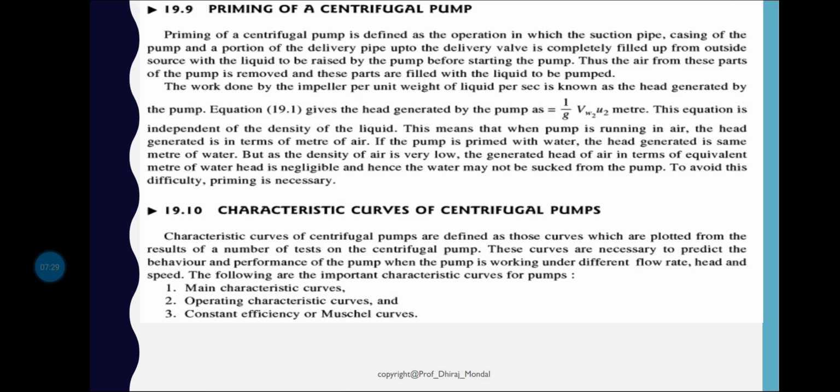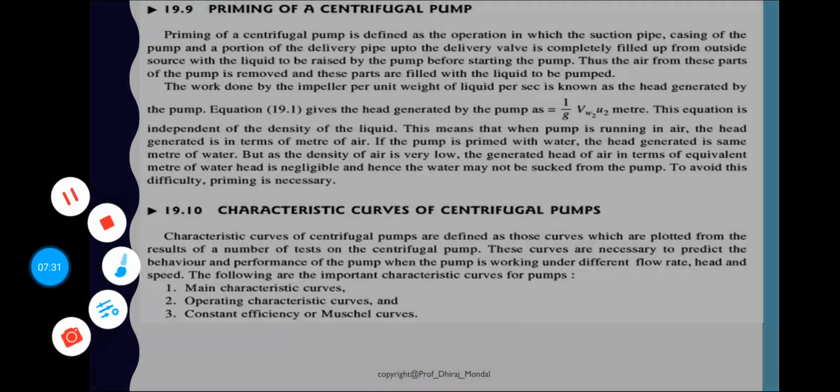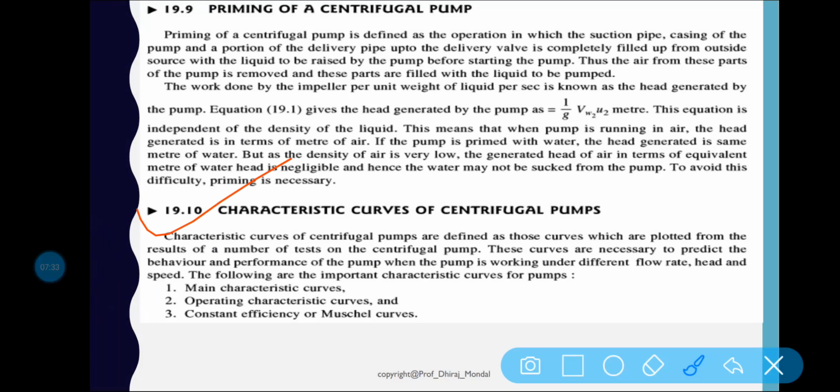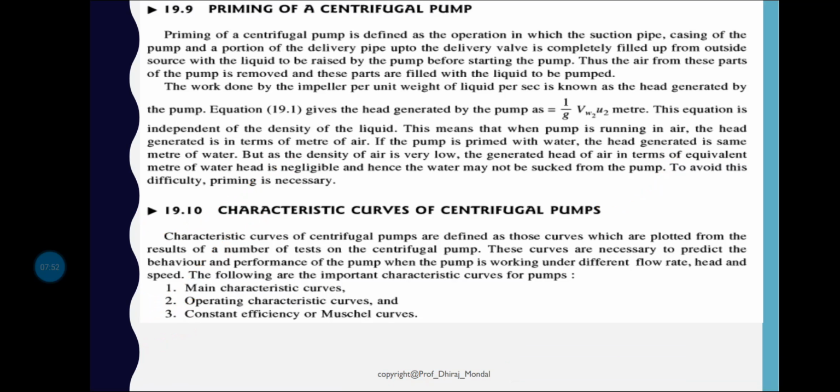Now, if it is clear, then come to the next point, that is the characteristic curves of the centrifugal pump. There are three types of characteristic curves, in the case of a turbine and also in the case of a pump: the main characteristic curve, the operating characteristic curve, and the constant efficiency or Muschel curve. So what is the definition, that is, what is the need of this characteristic?